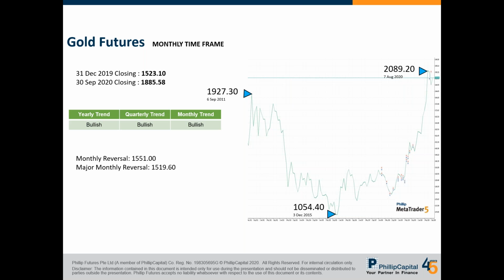And the highest gold ever done before this year was in 2011 at 1927.30. Now, of course, this year gold broke this record at 2089.20. Fundamentally, to me, I think it's due to COVID-19. So let's just recap what caused gold to shoot up to 1927 in 2011.